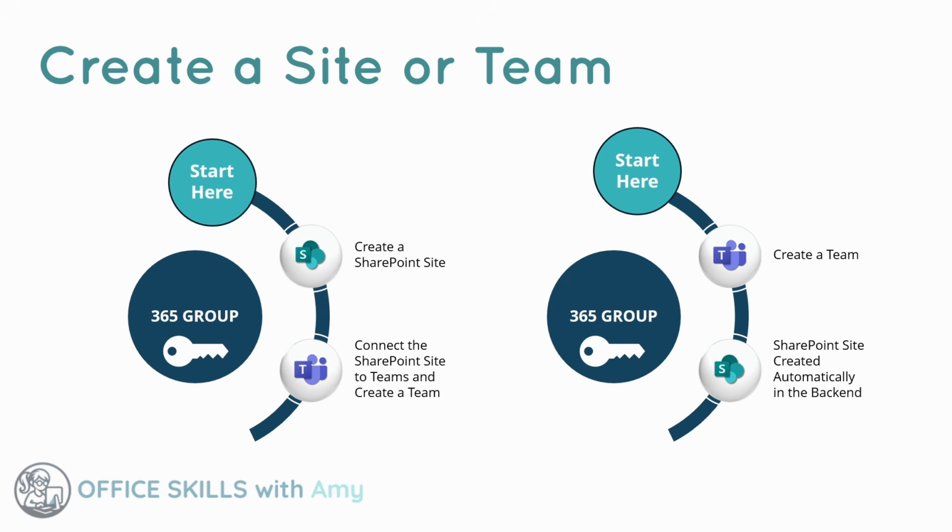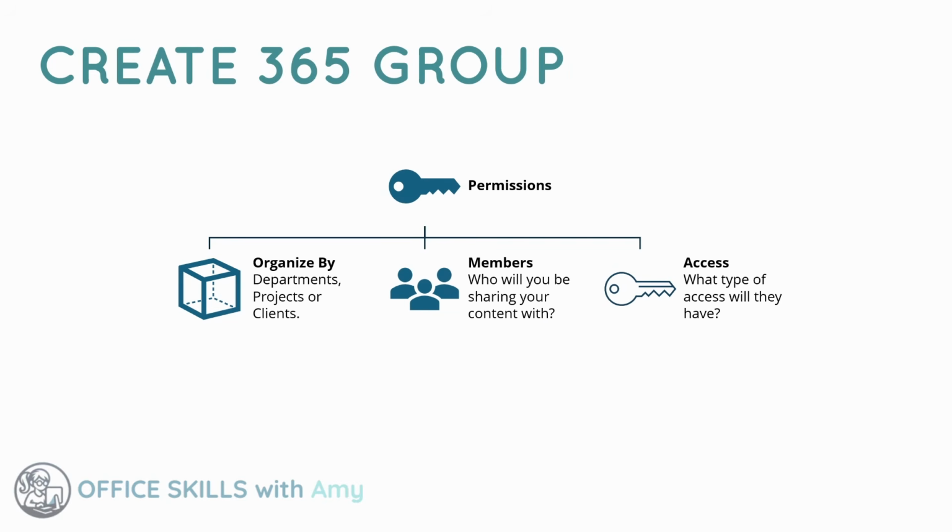But either way, in both cases, we get a 365 group. And when we create a 365 group, we are defining permissions for that team and site. So permissions are typically organized by departments, projects, or clients. And we are going to add members to the group. So we're going to be thinking about who will you be sharing that content with. And the final piece is access. So what type of access will they have to that content?